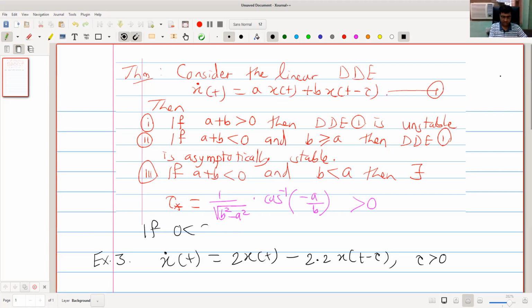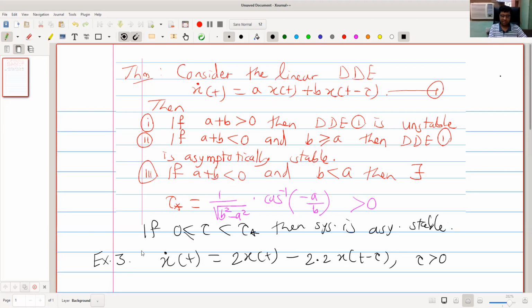If 0 less than or equal to tau less than tau star, then the system is asymptotically stable, and otherwise it is unstable. If we have a non-linear system, then these small a and b are replaced by the partial derivatives of the right hand side function f with respect to the first variable and with respect to the second variable, evaluated at the equilibrium point x star. We will discuss non-linear systems also.